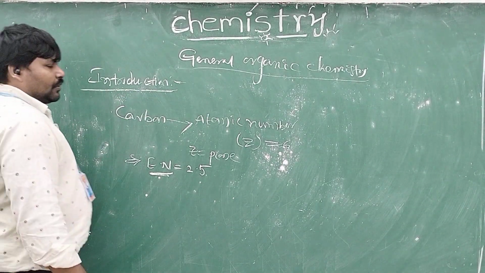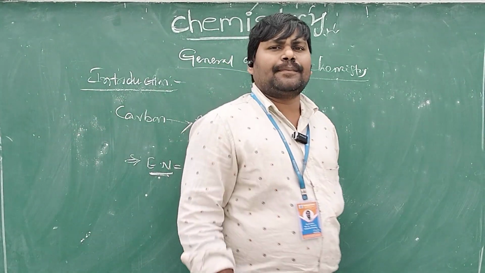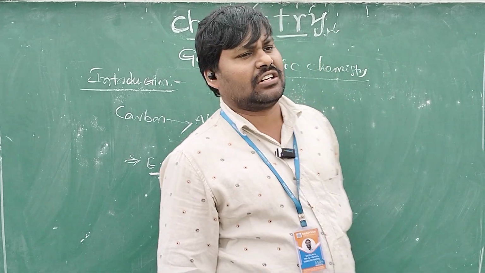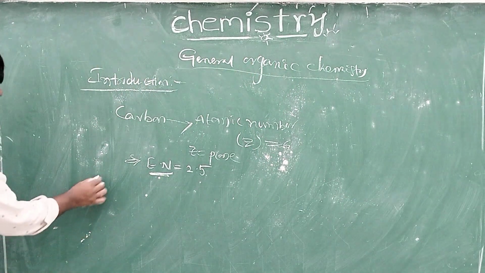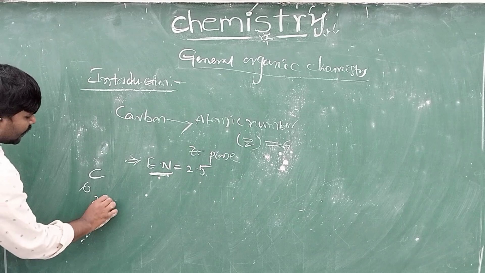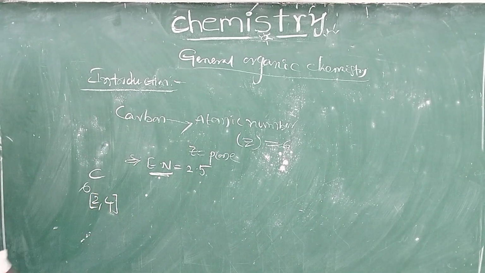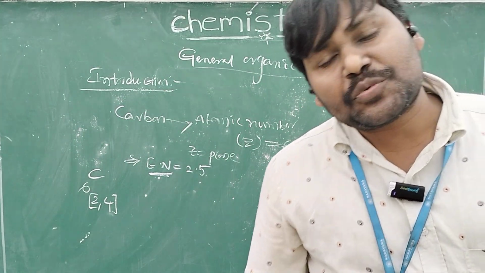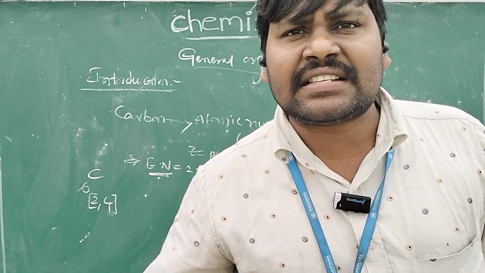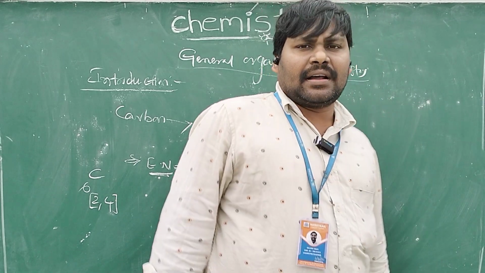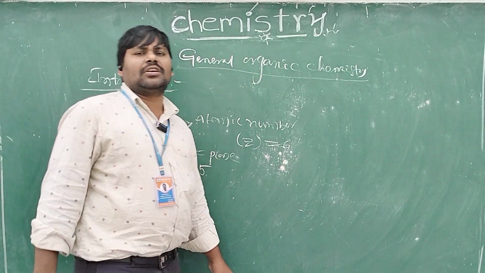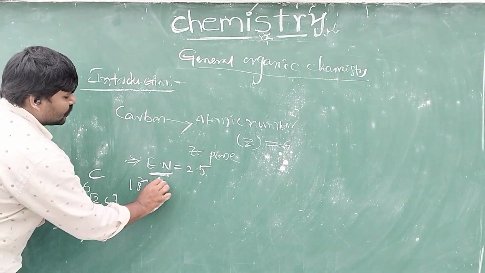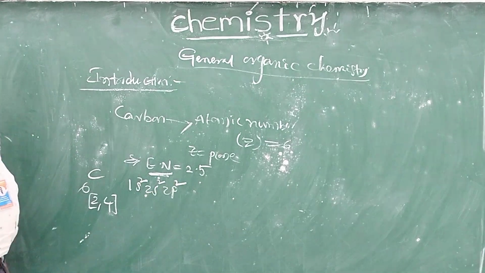Now, any element, to get stability, either loses electrons, gains electrons, or shares electrons. You can observe carbon: 2,4 is the electronic configuration in shells. What is electronic configuration? Simply, the distribution of electrons into various shells, subshells, or orbitals in an atom is called electronic configuration. In orbitals, 1s2, 2s2, 2p2 is the configuration.